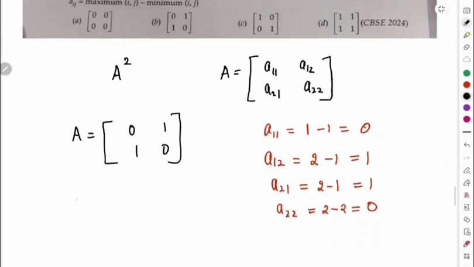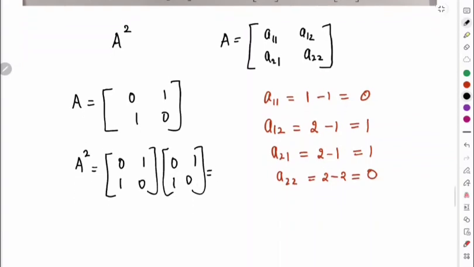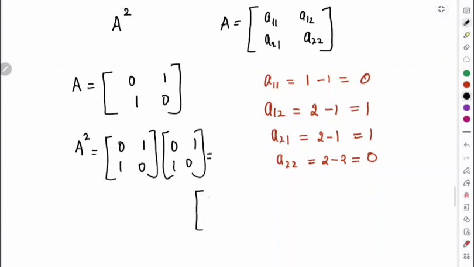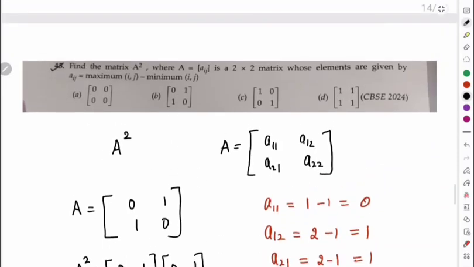Right? What is A square? 0, 1, 1, 0 into 0, 1, 1, 0. So when we try to multiply this, 0 plus 1, is 0 plus 0, 0 plus 0, 1 plus 0. So you get an identity matrix, right? So that's going to be A square.